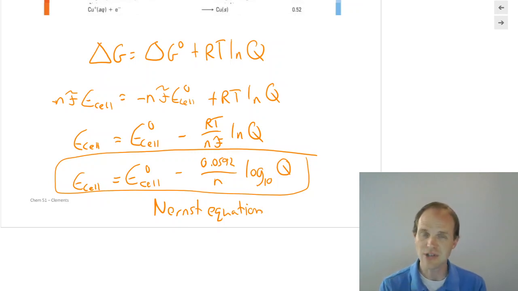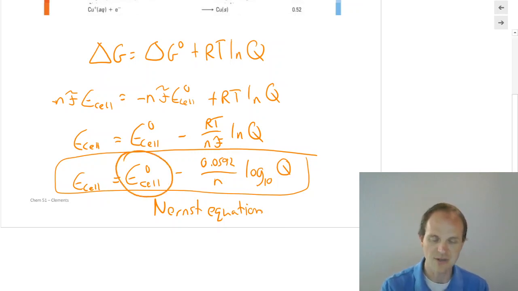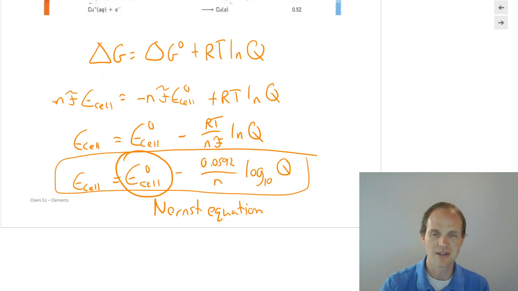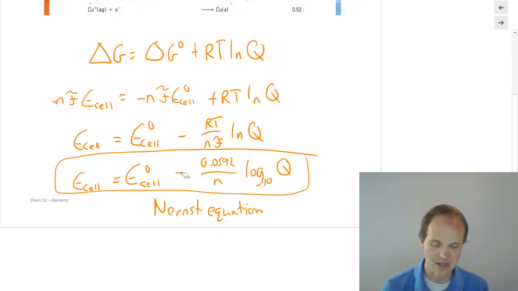So we can look up Ecell naught, right? We know how to do that now. We know how to look that up in those tables. The thing that's higher on the standard reduction potential is going to get reduced. The thing lower is going to get oxidized. Cathode minus anode, we can get Ecell naught.